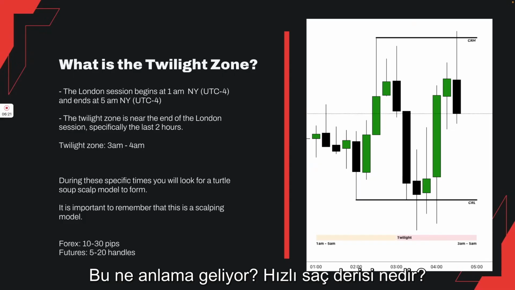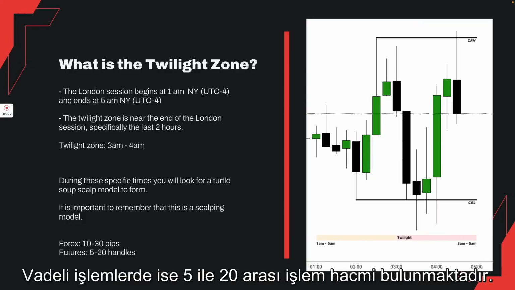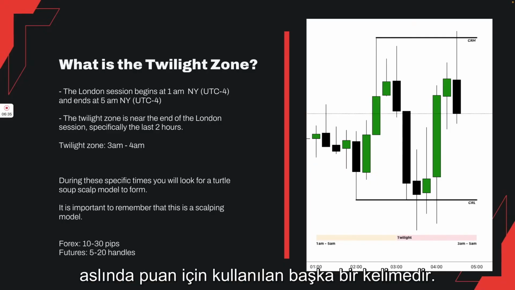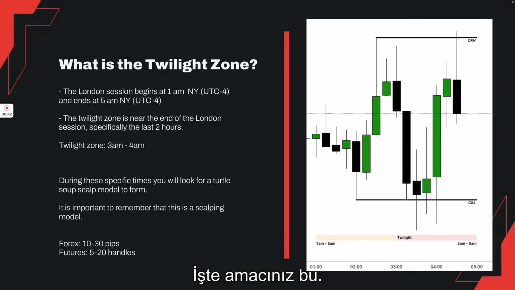What is a quick scalp? In Forex, it is 10 to 30 pips. For futures, it is 5 to 20 handles. For those of you who are unsure what handles are, basically it is another word for points. So 5 to 20 handles is 5 to 20 points. That is what you are aiming for. Nothing more, nothing less.